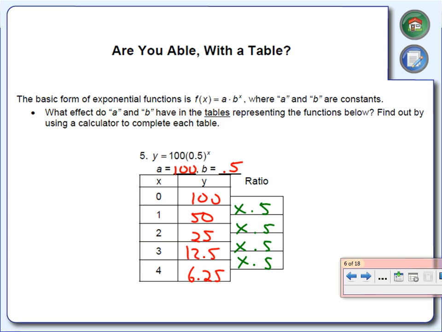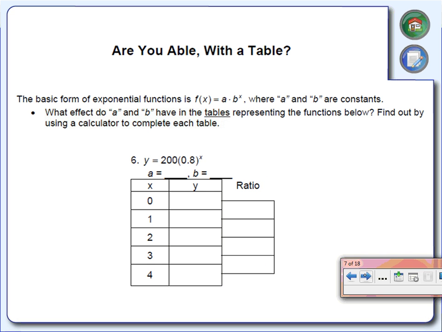All right, stop. Everybody look. Don't touch your calculators anymore. We've got one more to look at, number 6. But before we do number 6, I want you to look at the ones that we've done so far. What we're looking for is some kind of a pattern. So look, and let's see if we can see some things here. Number 6, of course we know A is 200. We know B is 0.8.